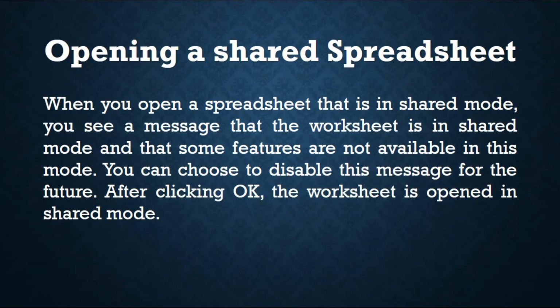My next step is to show how to open a shared spreadsheet. Now when you open a spreadsheet that is in shared mode, you see a message that the worksheet is in shared mode and that some features are not available in this mode. You can choose to disable this message for the future. After clicking OK, the worksheet is opened in the shared mode. So this is how you can open a shared spreadsheet.